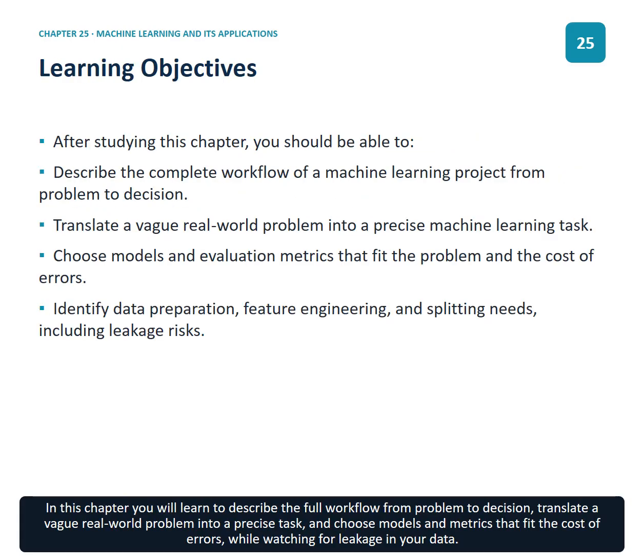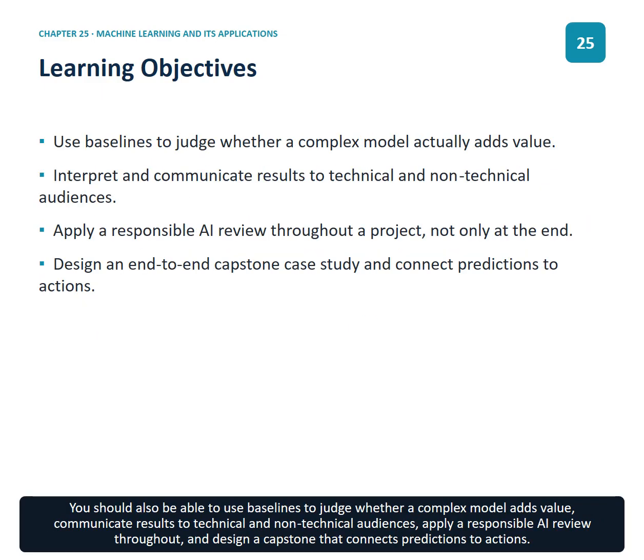In this chapter, you will learn to describe the full workflow from problem to decision, translate a vague real-world problem into a precise task, and choose models and metrics that fit the cost of errors while watching for leakage in your data. You should also be able to use baselines to judge whether a complex model adds value, communicate results to technical and non-technical audiences, apply a responsible AI review throughout, and design a capstone that connects predictions to actions.